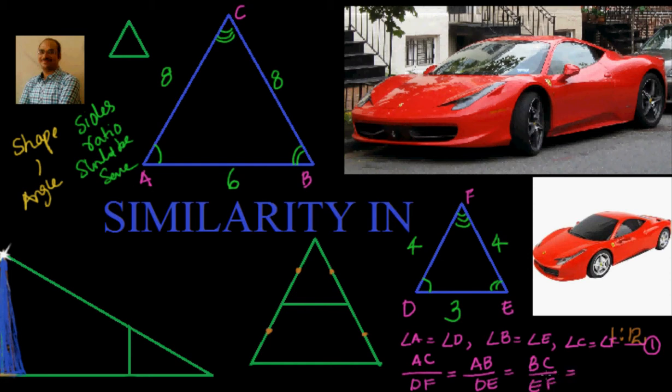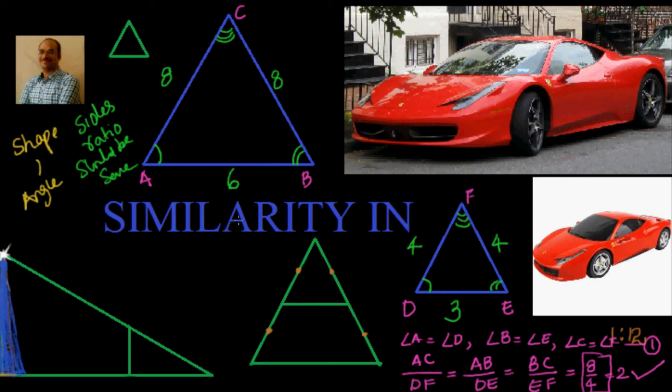Let us see what that ratio is. AC by DF, 8 by 4 equal to 2. So AC by DF equals 2. You can check that 8 by 4 equals 2. Similarly, AB by DE, 6 by 3 equals 2. BC by EF, that is 8 by 4, equals 2 again. If these two conditions are satisfied, then we say that these two triangles are similar.